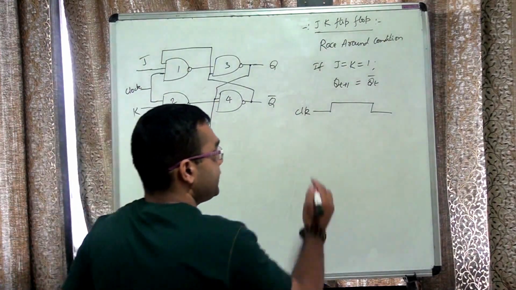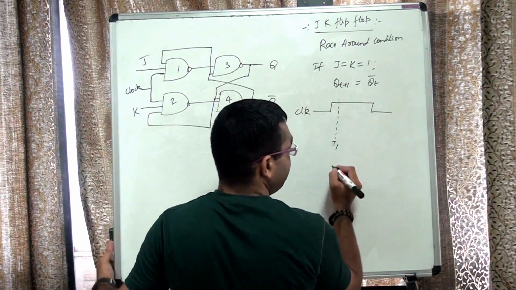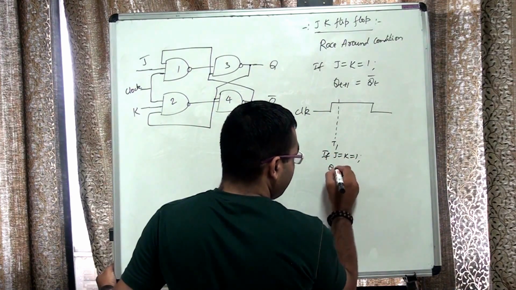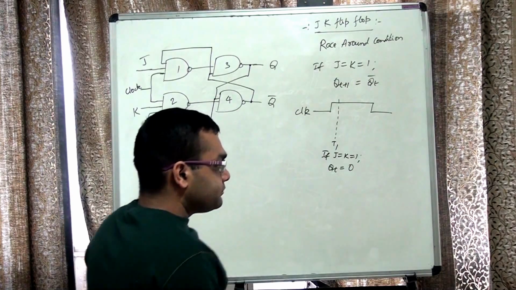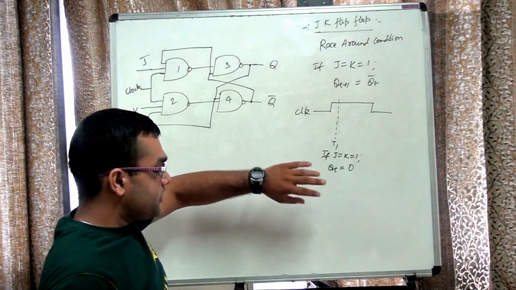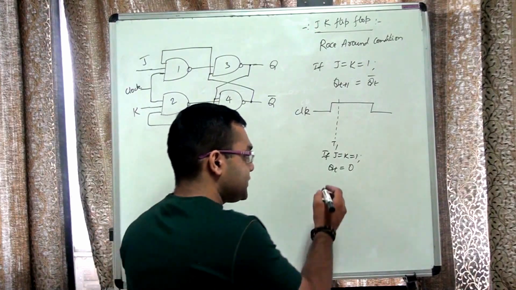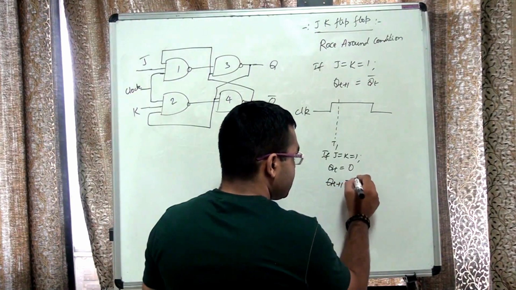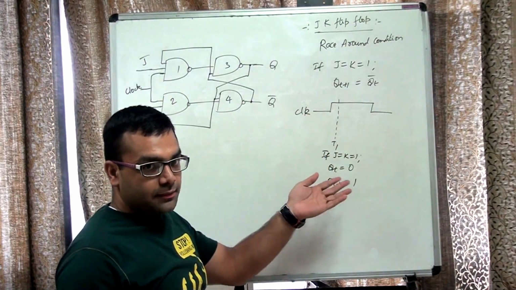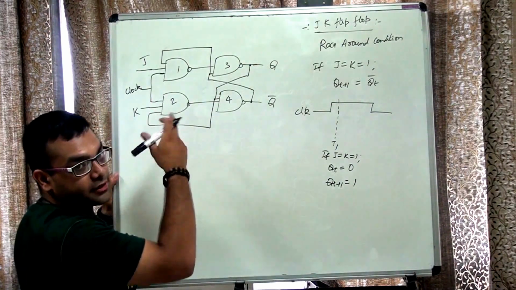Now let us assume that at some point, say time t1, J and K are both 1 and Qt, the present state value, is 0. Sorry, now J and K are 1, my present state value is 0. So what has to be the next state value? That has to be the complement of the present state, so that will become 1, because the clock is active in this state.